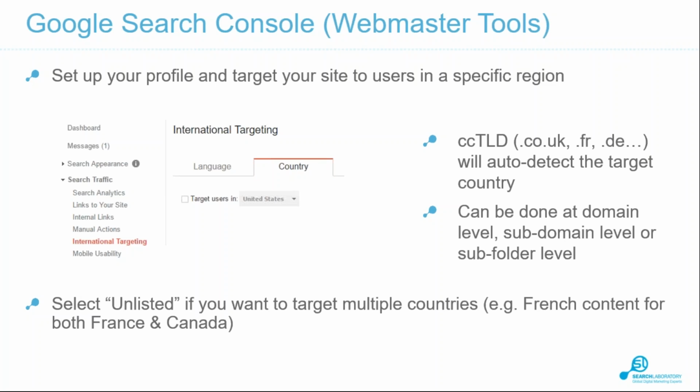So what we'd always say in this case is tick the box and select unlisted, which is right at the bottom of the list. This keeps it global and it keeps it open.